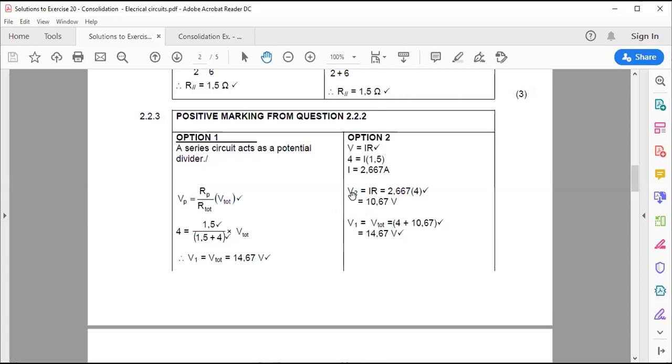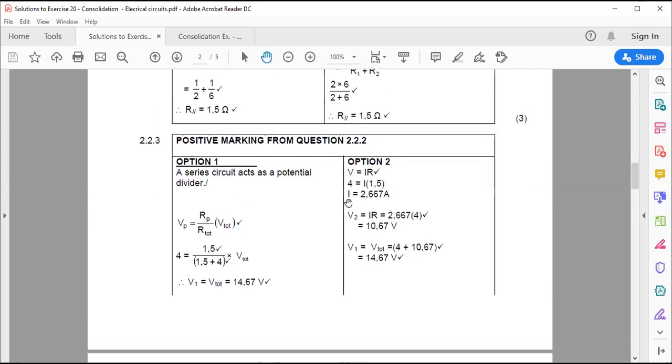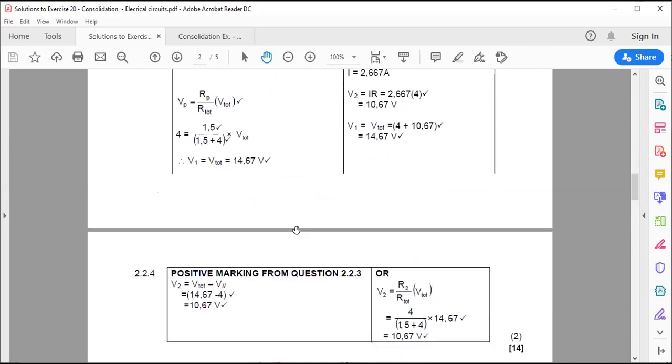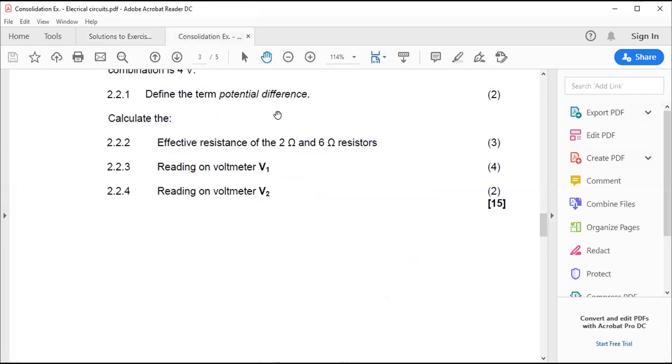Then after that, you're going to get your V2, which is the voltage of the 4 ohm. Then you're going to get the voltage there, 10,67. Then after that, you add the 2, then it gives you that. So that's the second option. So actually, there are 3 options for doing this one. Yeah, right. Then we move on to 2.2.4.